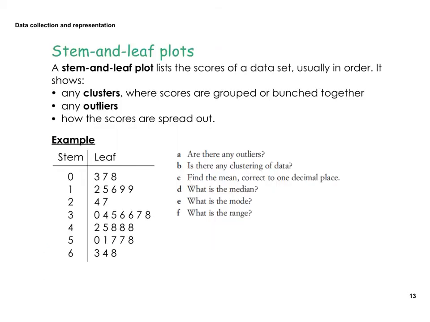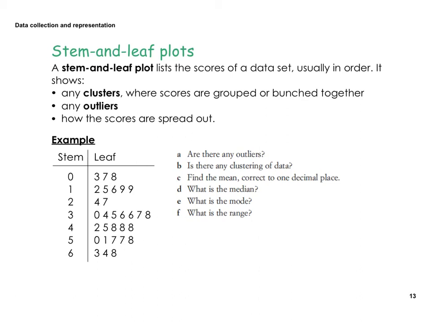Okay, now we're looking at stem and leaf plots. A stem and leaf plot lists the scores in a data set, usually in order. It shows any clusters where scores are grouped together or bunched together, any outliers, and how the scores are spread out. They always look like this, so one side is a stem, the other side is a leaf, and every number is broken up into 2 parts. So the ones here, for example, 03, which is 3, 07, which is 7, 08, which is 8, 12, which is 12, 24, which is 24, etc., etc. Please write this out and give this question a go.